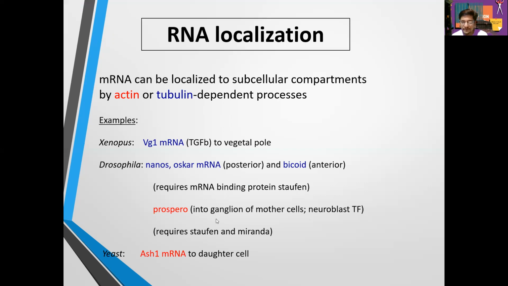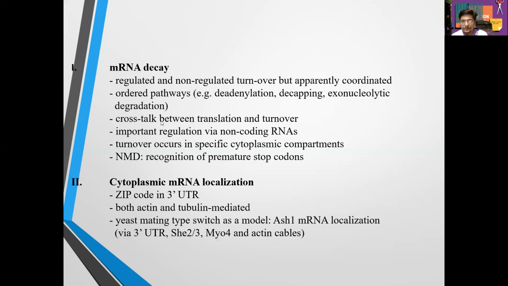And similarly, prospero goes into the ganglion mother cell. This requires staufen and miranda. And in yeast, we require the ASH1 messenger RNA to go to the daughter cell. So decay is going to be regulated, and the turnover, though not regulated, is apparently coordinated because we have known enzymes which do that. And this can again be regulated by some non-coding RNAs, the miRNA or the siRNAs. And NMD will get activated only when there is some premature termination or a nonsense mutation occurs.